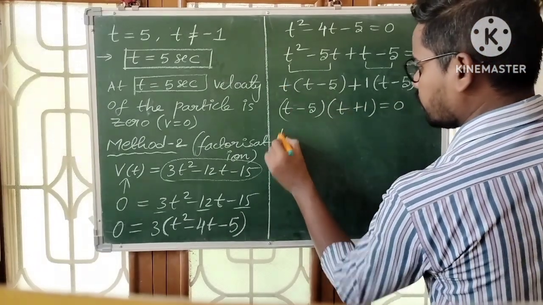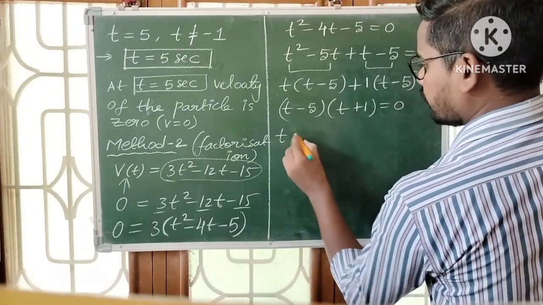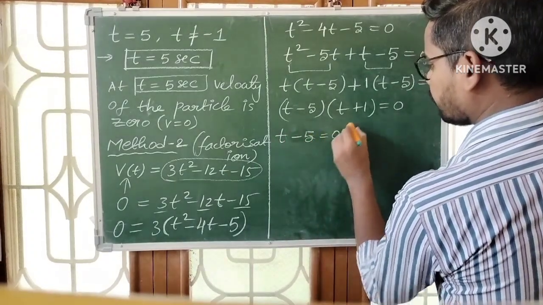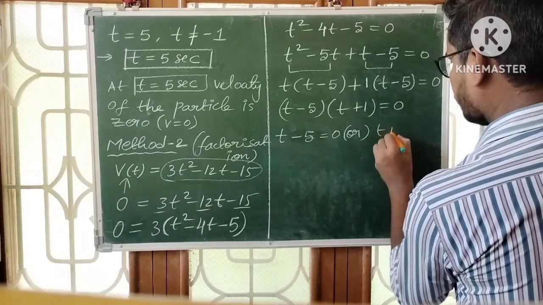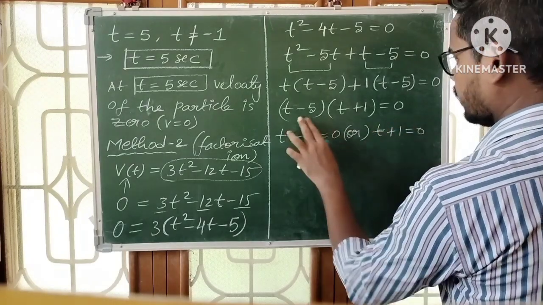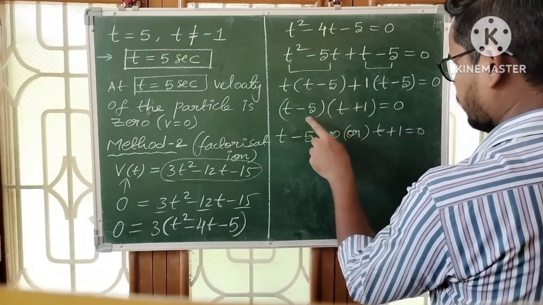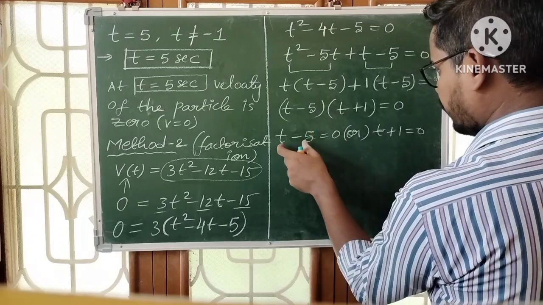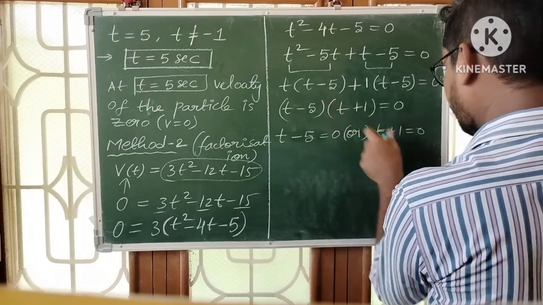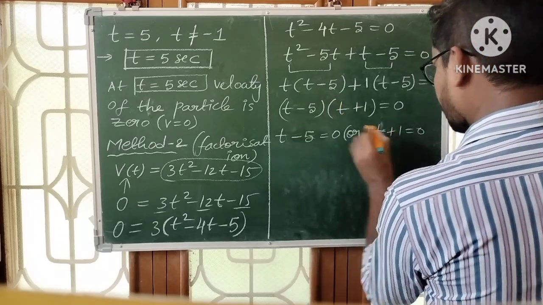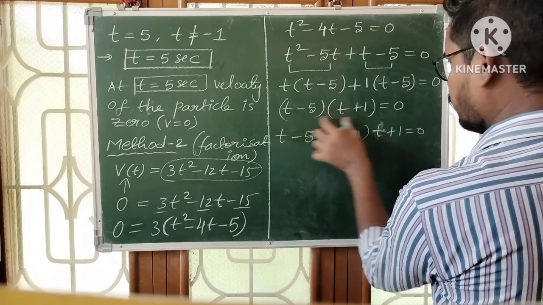This product is equal to 0 when either t minus 5 is equal to 0 or t plus 1 is equal to 0. Okay? This product is equal to 0. This is only possible when t minus 5 is equal to 0 or t plus 1 is equal to 0. Okay? So for the product to be 0, either this has to be 0 or this has to be 0.